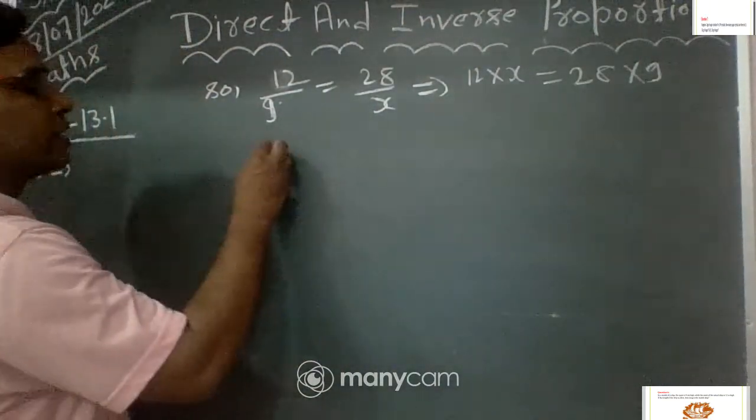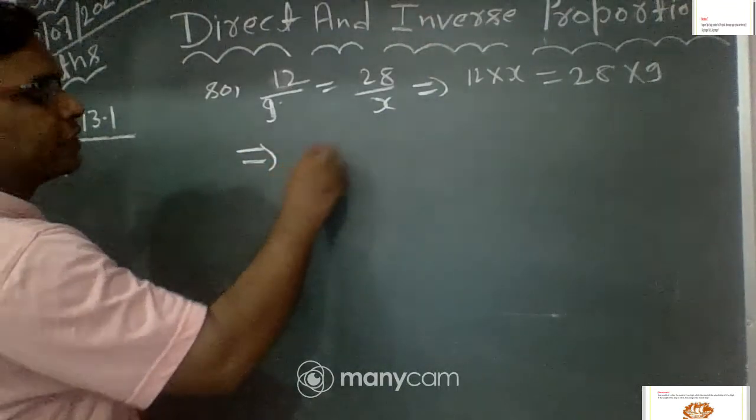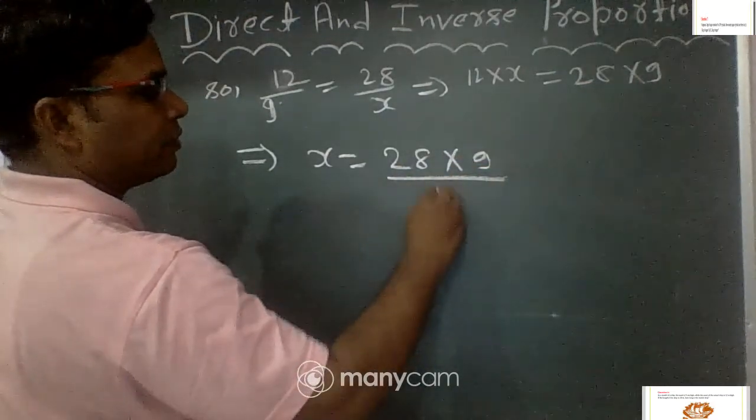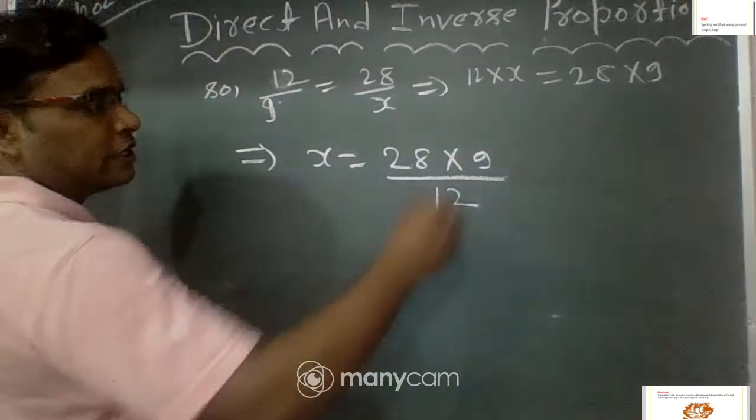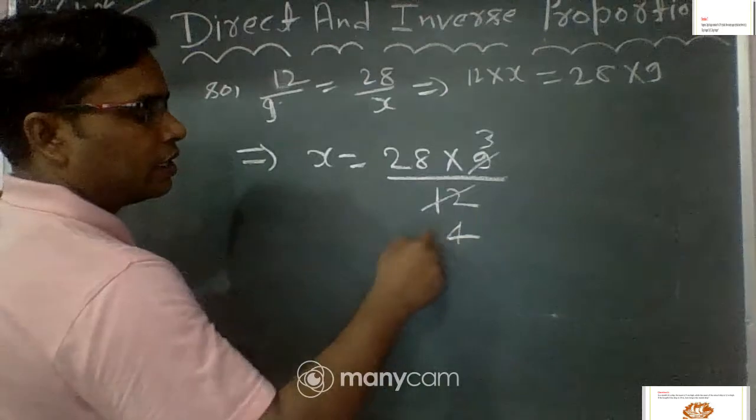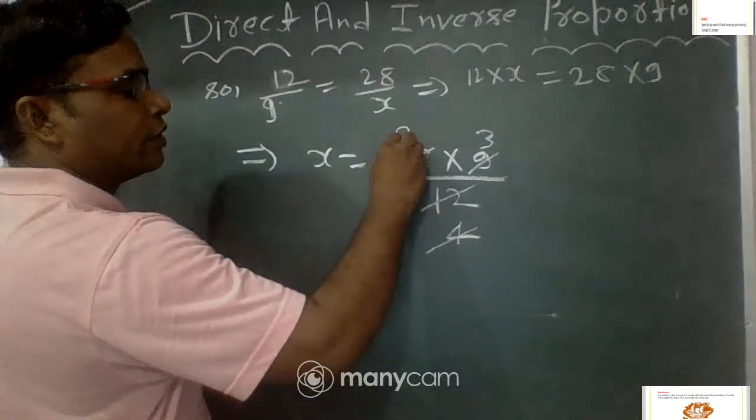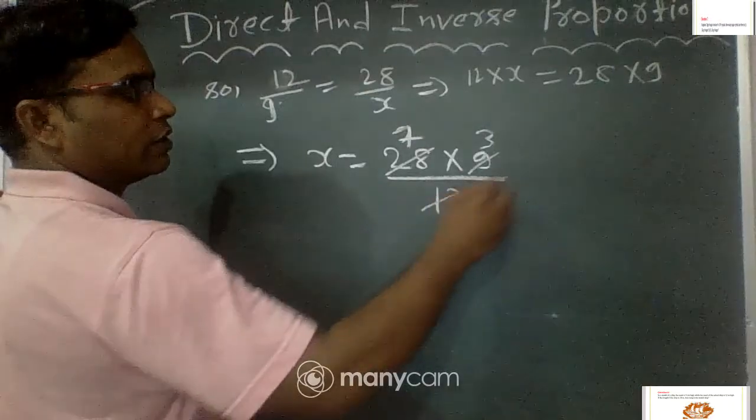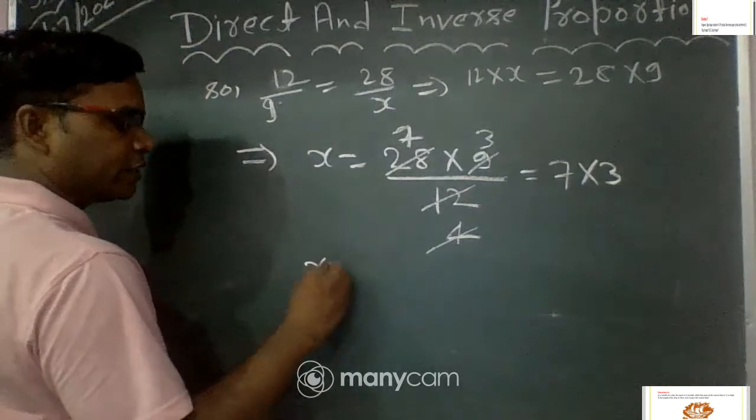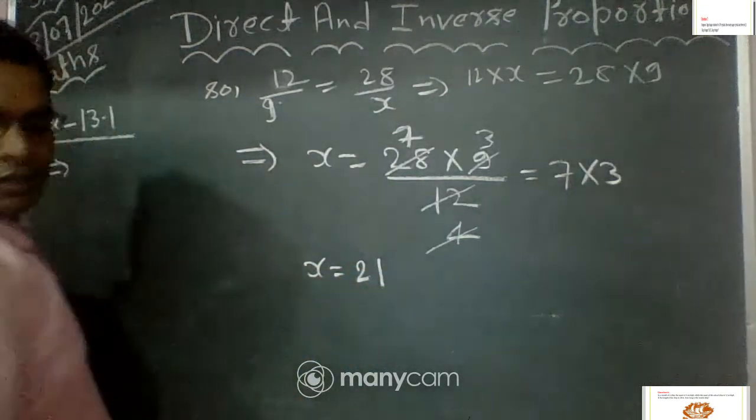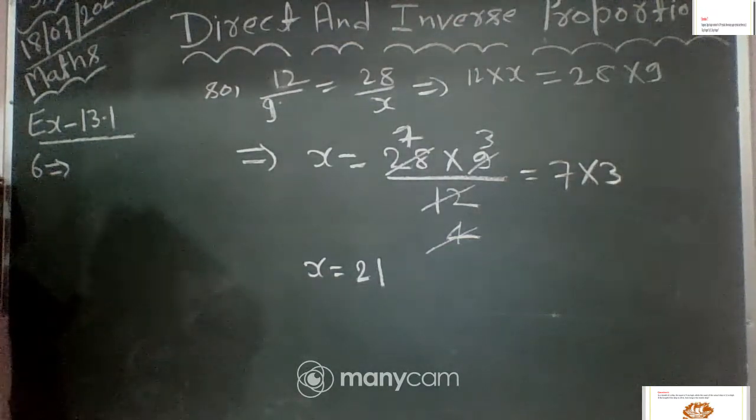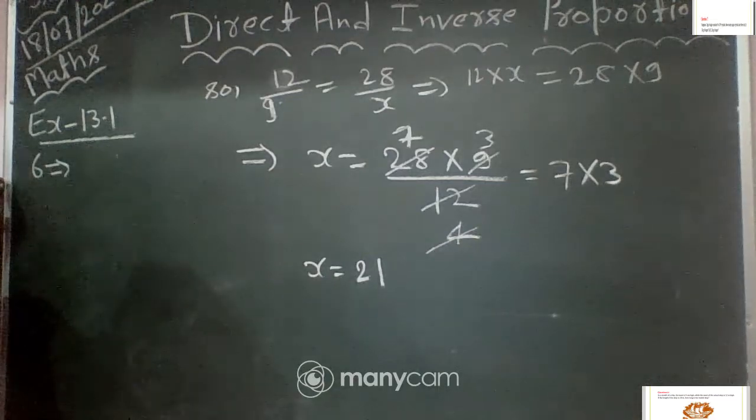Or you can write it like this: x is equal to 28 into 9 by 12. So you can cancel: 3 3s are 9, 3 4s are 12, and 4 7s are 28. So you have 7 into 3, which means x is equal to 21. And what is x? x is the length of the mast of the model ship.